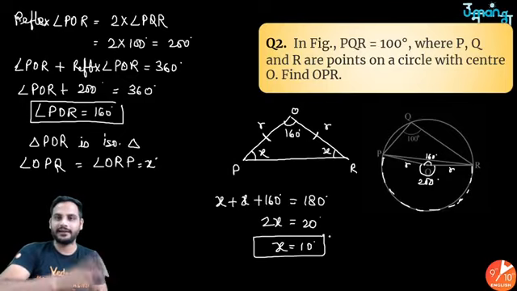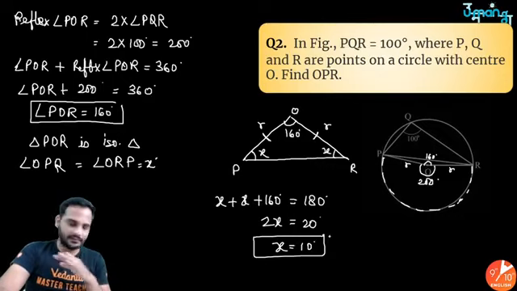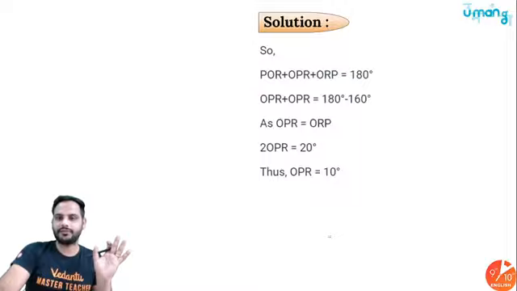Very easy, right? So I've told you what misconception many students have. Don't follow that. Okay, remember, angle subtended by any arc at the center is double of the angle subtended by it at the remaining part of the circle. Understand that theorem. After that, everything will be very easy for you.